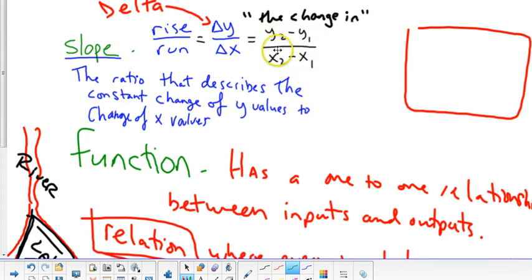Algebraically, or formulaically, how do you find change? You subtract. So you take y2 minus y1. That indicates the second y minus the first y, like the first and second points. So if you subtract two y values and divide that by the subtraction of the x values that go along with them, that gives you the slope if it is a line.